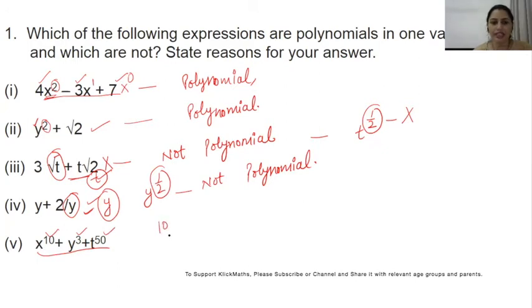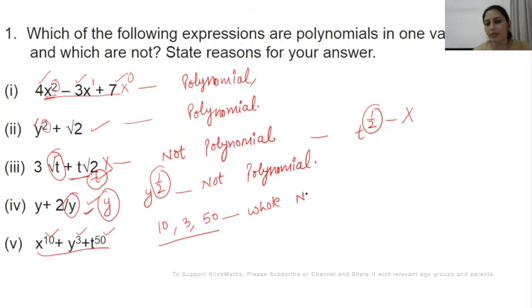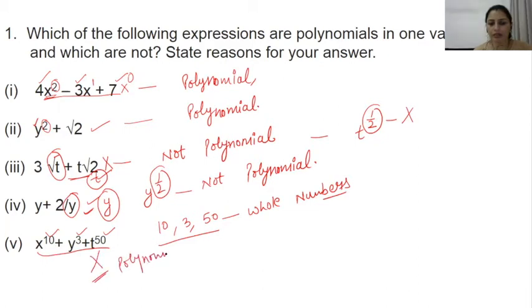You see 10, 3, 50, which are the exponents of the expression, are whole numbers. But this is not a polynomial. Why? Because this polynomial does not have one variable. Here we are discussing polynomials which are in one variable. So this is not a polynomial in one variable. Here we have three variables, that is x, y and t.